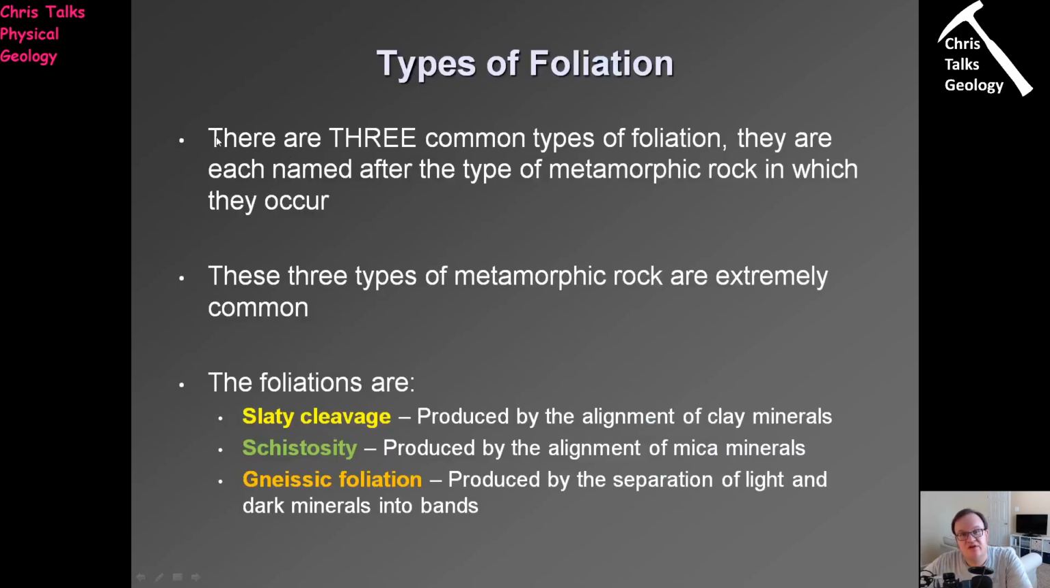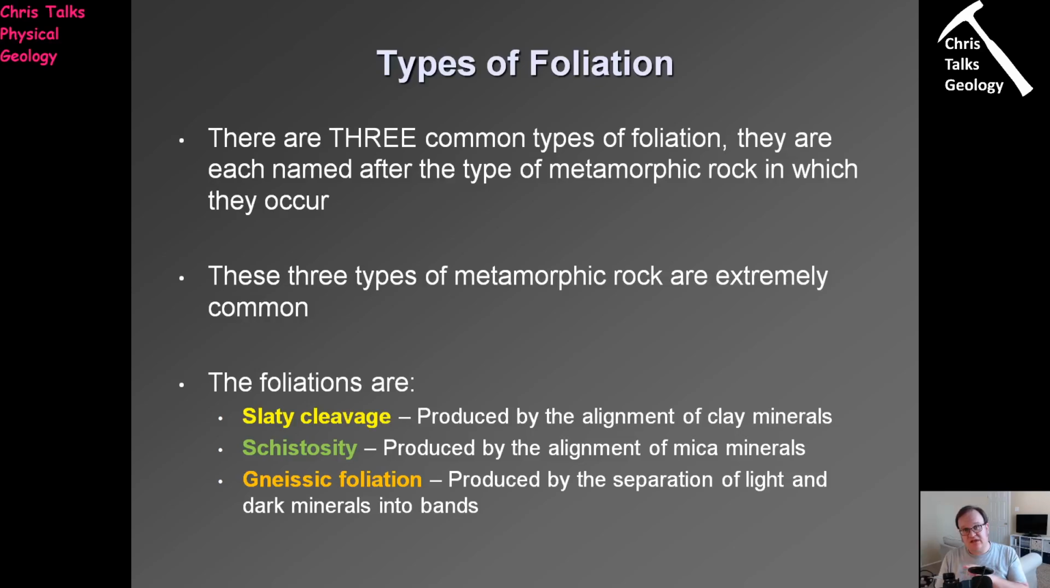Okay, so there are three common types of foliation, and they're each named after the type of metamorphic rock in which they occur. So we have slaty cleavage, schistosity, and gneissic foliation. So a slaty cleavage is produced by the alignment of clay minerals. We've just taken our mudstone, compressed it, and made all the clay minerals align. It's a physical process. Schistosity is produced by the alignment of mica minerals. So by the time we form a rock called a schist, the clay minerals have become unstable and they've broken down to form mica minerals. So we have recrystallization going on.